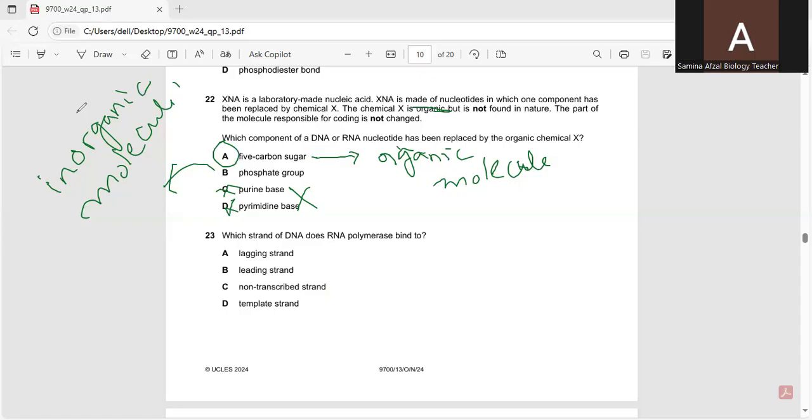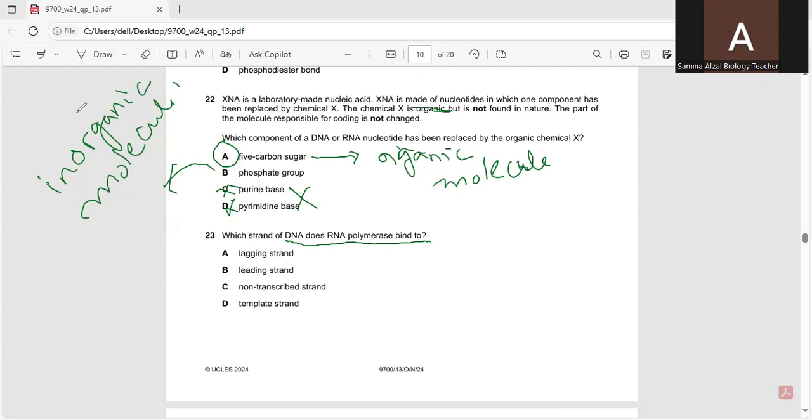Next question: which strand of DNA does RNA polymerase bind to? So lagging strand and leading strand cannot be the correct options. Why are they not correct options? Because the question asks which strand of DNA RNA polymerase binds to, so DNA and RNA are involved. In this way, we can see that the lagging strand is specific to DNA replication.